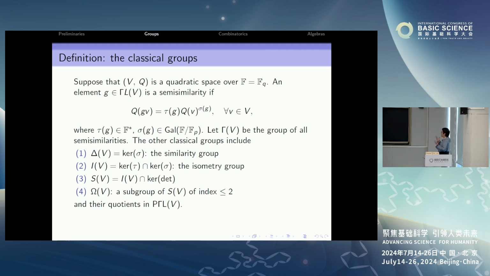So the other subgroups are variations of the isometry group. So you have the semisimilarity group, you have the isometry group, the special isometry group, and a certain Omega. It is of interest in the orthogonal case. You need to be very careful. It's more or less the derived subgroup of the special isometry group. So when we talk about the simple groups, we are actually talking about their quotients, where you modulo the center. PΩ is usually the simple group.